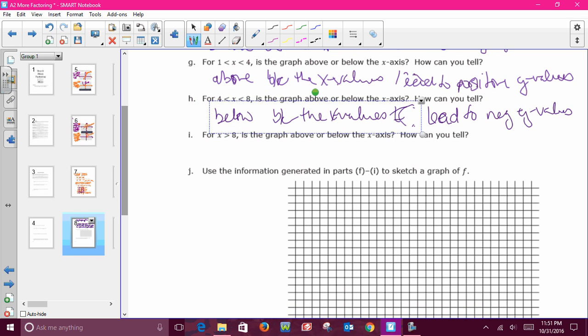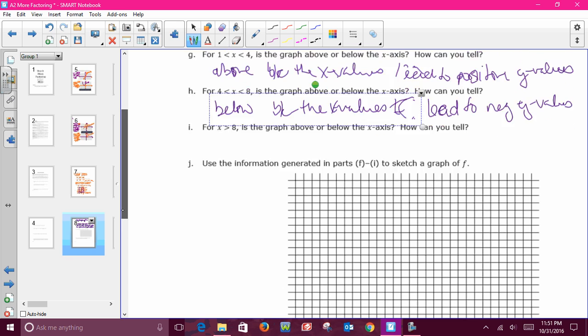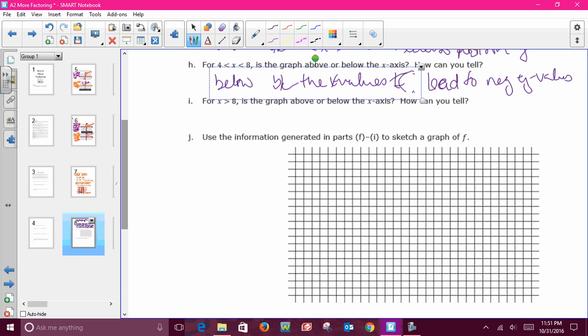And then finally, if it's greater than 8, going back to that top number line, it's positive. So that means it has to be above the x-axis because the x values lead to positive y values.